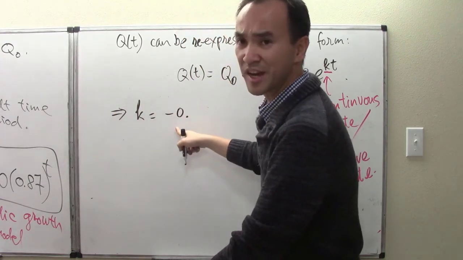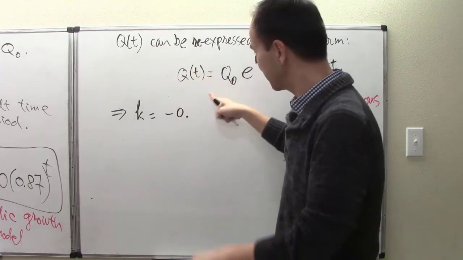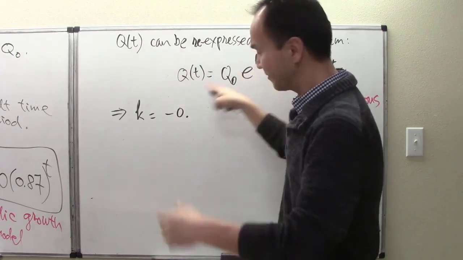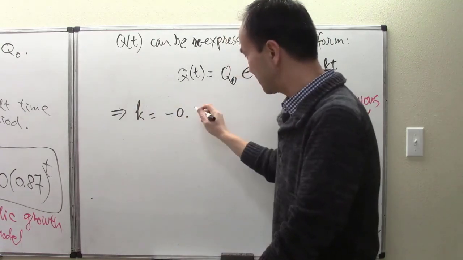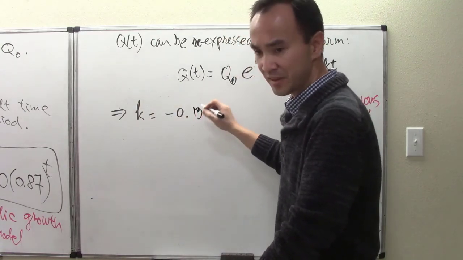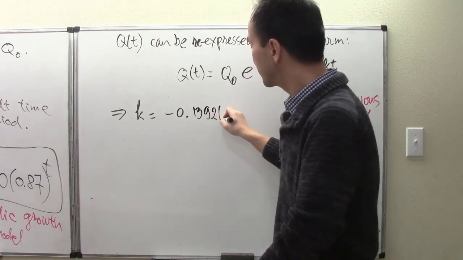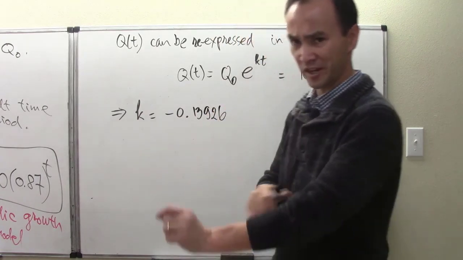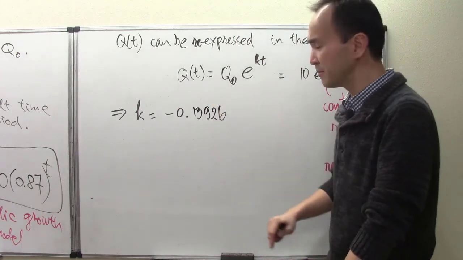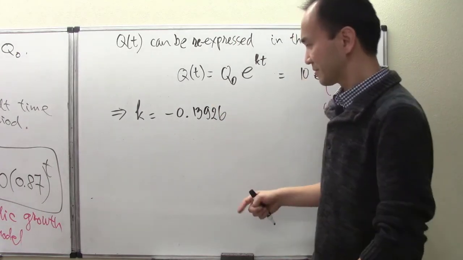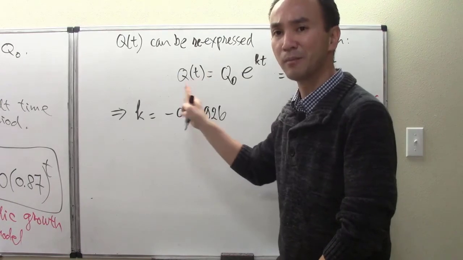So I've now finished calculating my k value to be negative. And as I was saying earlier, this is a decaying process, so k will be negative. And this is how it turns out, consistent with what I said earlier. Negative 0.13926, which is nearly 14%. But I only round down to 5 decimals here. So now this is going to be our continuous model over here.